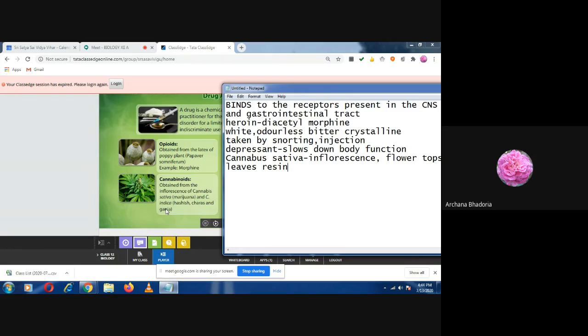Yes, ma'am. Okay. Now what is the method of taking it? So inhalation. People sniff it. And the other method is ingestion, oral ingestion, because people eat it also. Hashish, charas, ganja, these are also eaten like this.